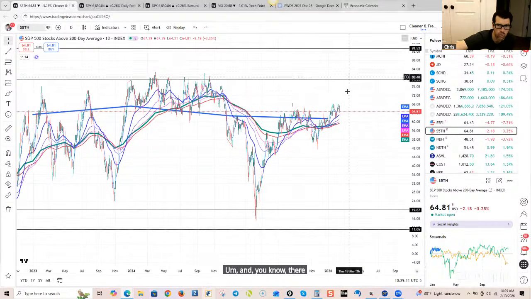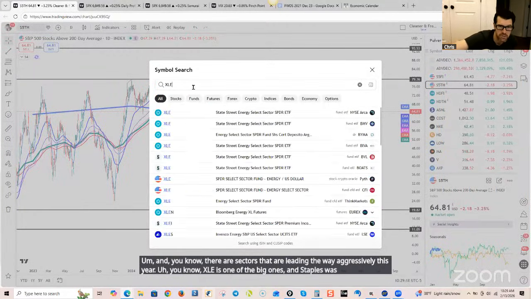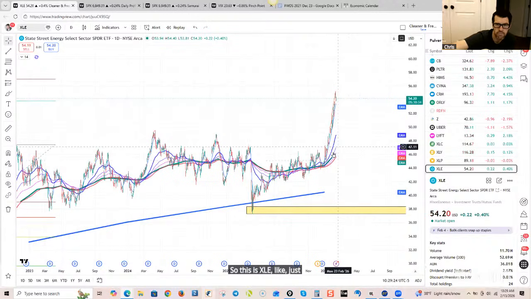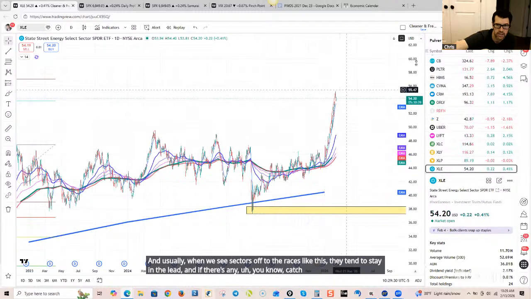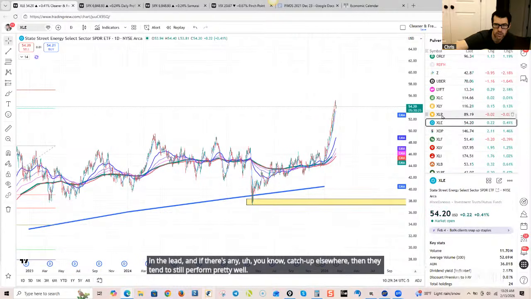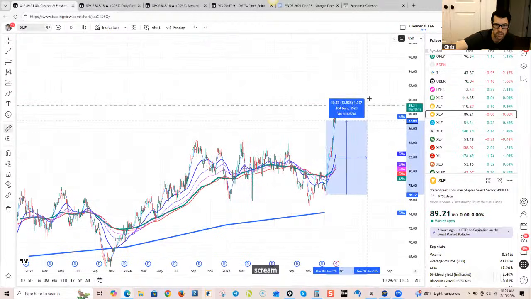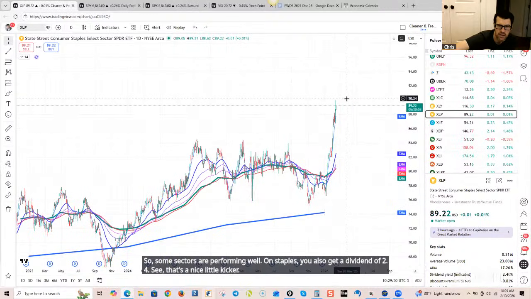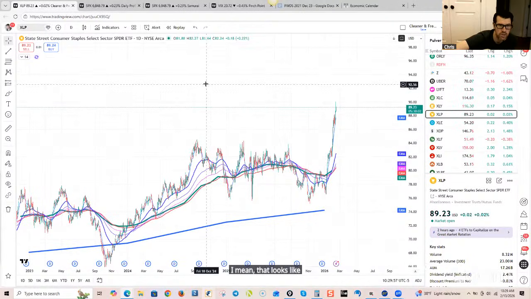And there are sectors that are leading the way aggressively this year. XLE is one of the big ones, and staples was the most beat up sector last year, and it's killing it this year. So this is XLE, just off to a fantastic start. Usually when we see sectors off to the races like this, they tend to stay in the lead. And if there's any catch up elsewhere, they tend to still perform pretty well. XLP would be your staples. Again, a beat up sector last year, it's screaming to the lead this year. It's up 17%. On staples, you also get a dividend of 2.4%, so that's a nice little kicker. You've got a 17% move in price appreciation plus a 2.4% kicker. That looks like you could have a 20% year in staples.